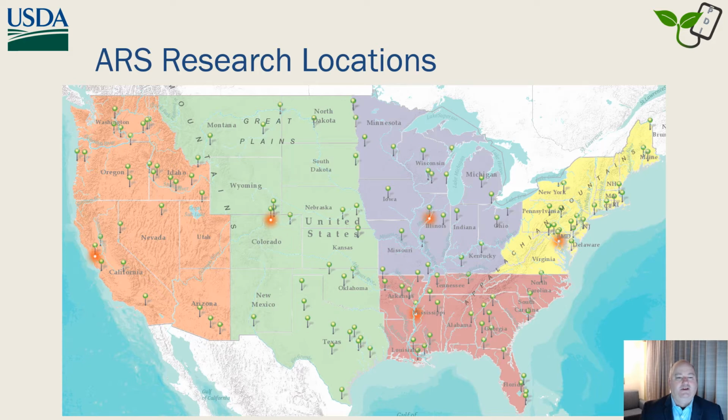We have 90+ research locations and more than 135 total work sites across the United States. The green pins in this map represent the work sites, and the red bursts represent our area offices. Many of these locations have connectivity issues.